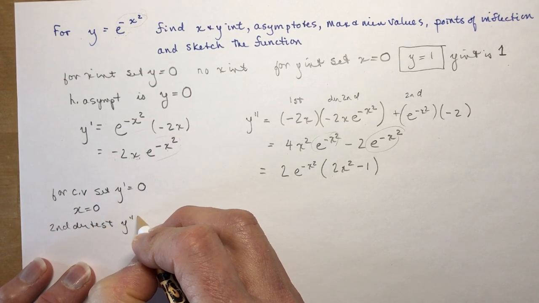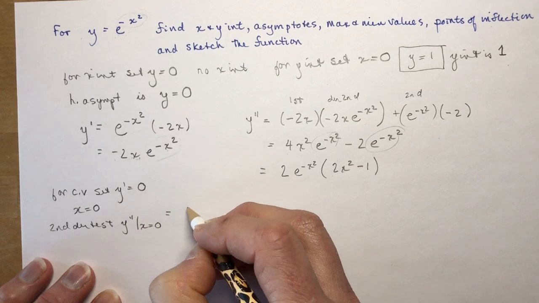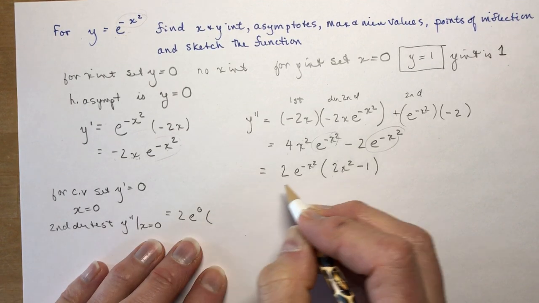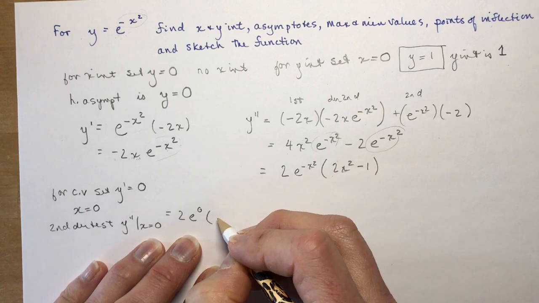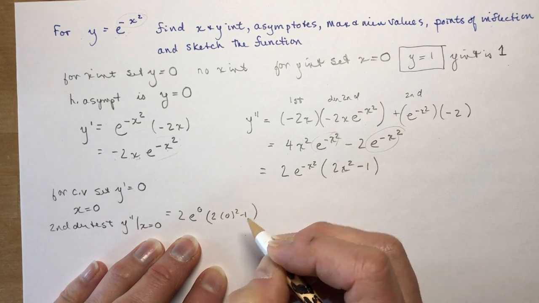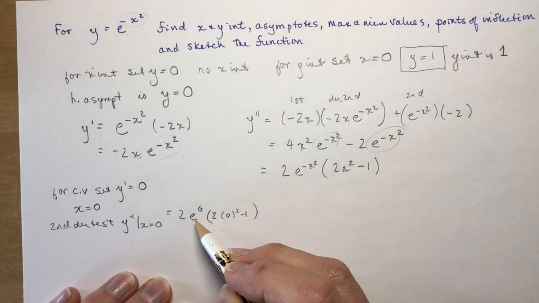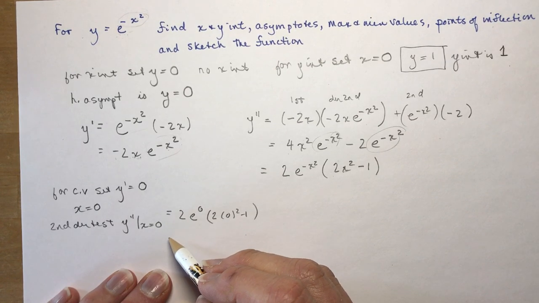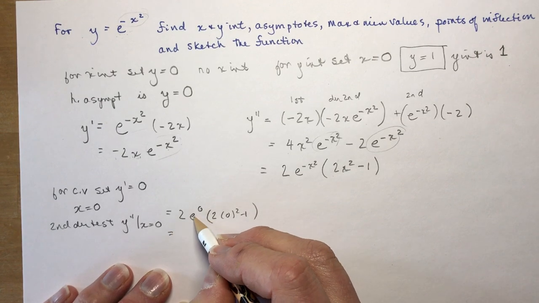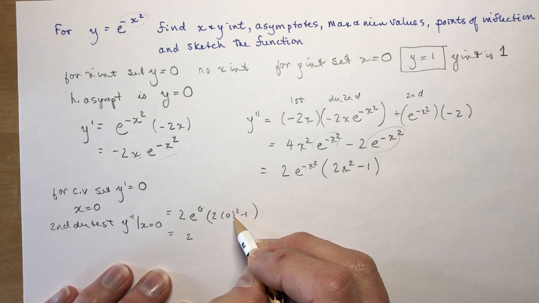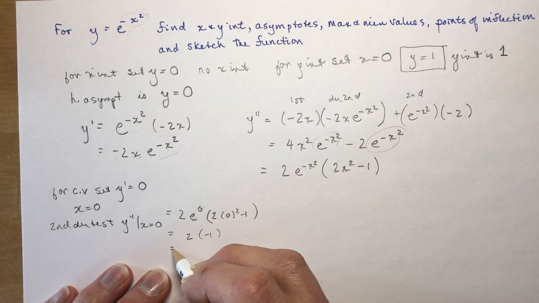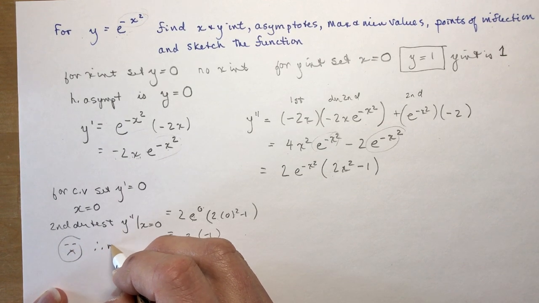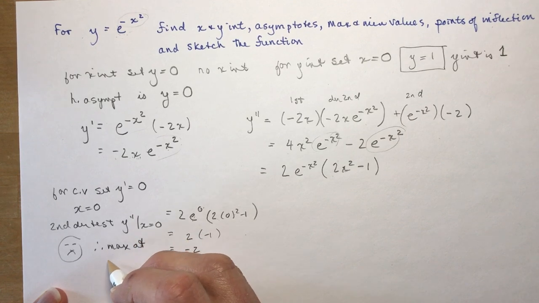So I want y double prime when x is equal to 0. That's going to give me 2e to the 0 times 0 squared minus 1. So this is going to give you a number greater than 0... When x is 0, my goodness, I'm so sleepy, sorry. Okay, so this is going to give you 1, this is going to give you 2, and this is going to give you negative 1, which is going to make my second derivative negative. So if it's negative, then you have a maximum at 0.